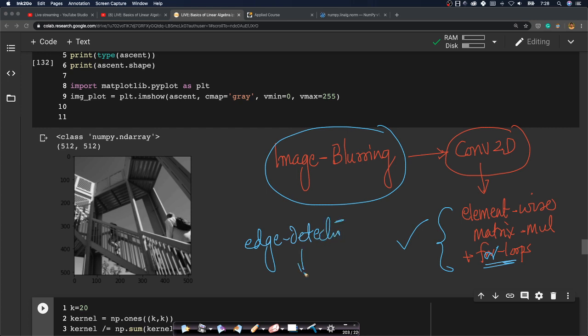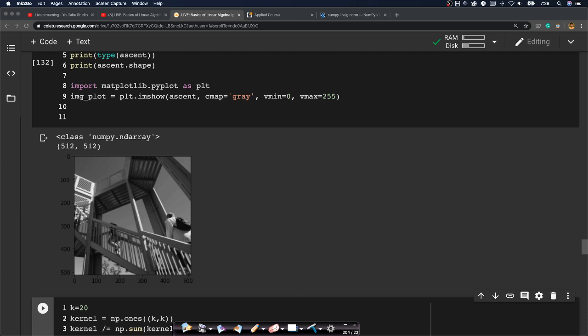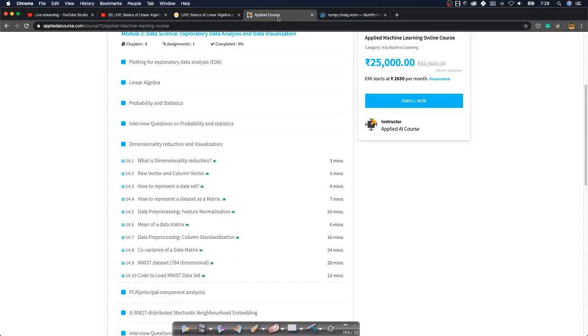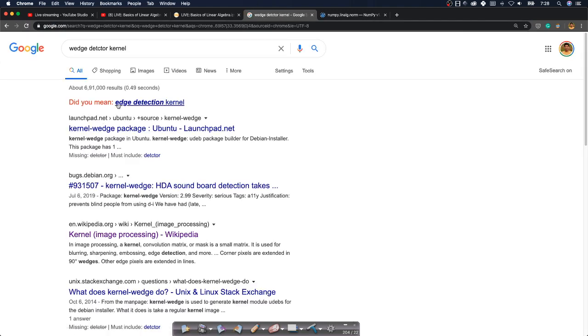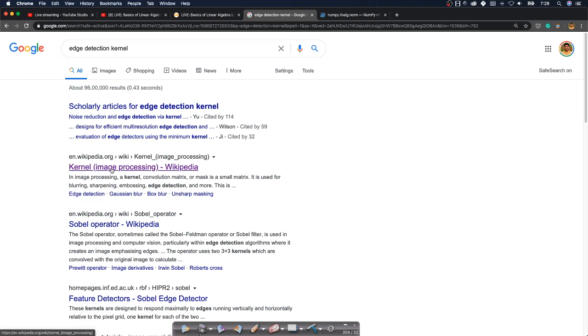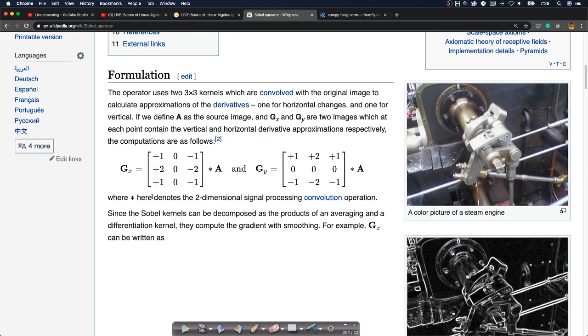Again, there are kernels for edge detectors. There are a bunch of kernels called edge detectors. Again, you can just Google search for them, you get kernels for that, and you can try it. So, for example, let's say you do edge detection kernel. Okay, there is something called Sobel Operator. Again, look at this.